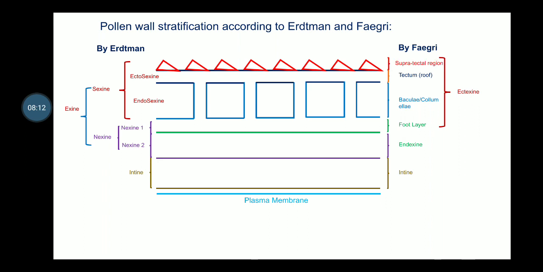This is known as the supratectal region, named by Faegri. So that is the overall structure, or overall wall stratification, of a tectate pollen grain. On the other hand, in another pollen grain all of the layers are present, only the supratectal region is absent here, and the tectum region or roof is not a continuous layer.